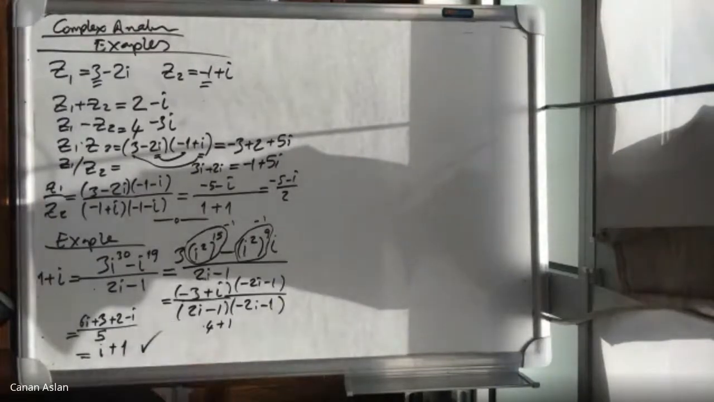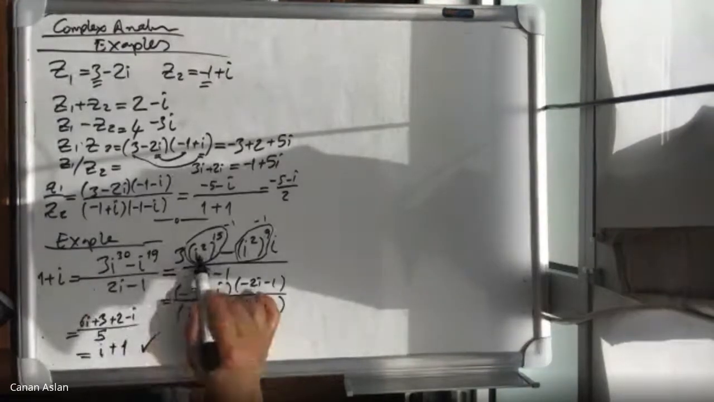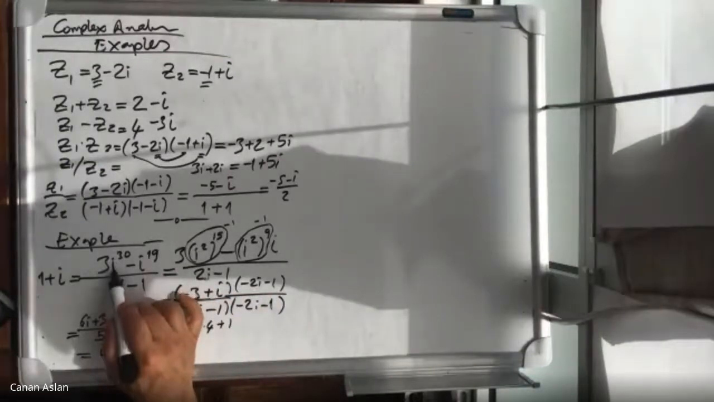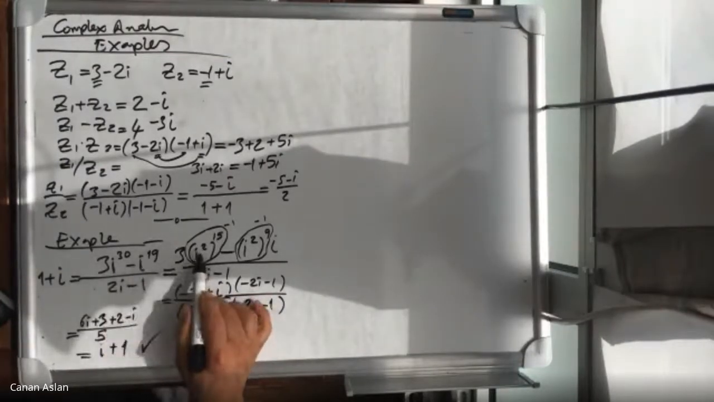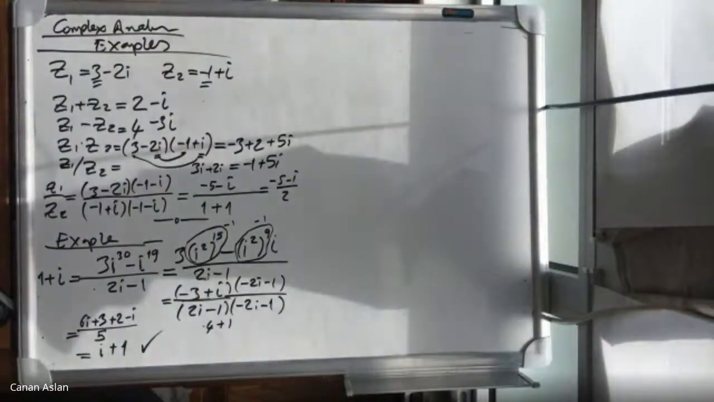So it checks. As you see, this seems to be slightly complicated, but if you just consider i squared, whenever you see high powers of i, you will use i squared, which is minus 1. Okay, so this is it. So we solved this problem.